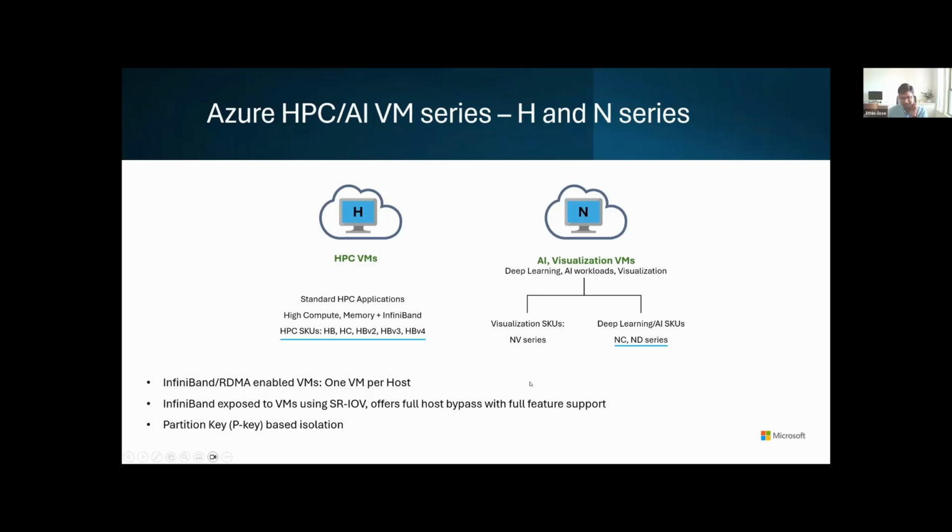I would like to call out that in all the IB enabled VMs, there's always one VM per host. So you get the full host for the VM for the end customer. The different devices, the GPUs or the IB NICs, are exposed as DDAs or through SR-IOV, so there's no virtualization overhead. And the fabric is fully connected, without oversubscription. But you isolate the different tenants, in this case different customers, using software, that is partition key-based isolation.